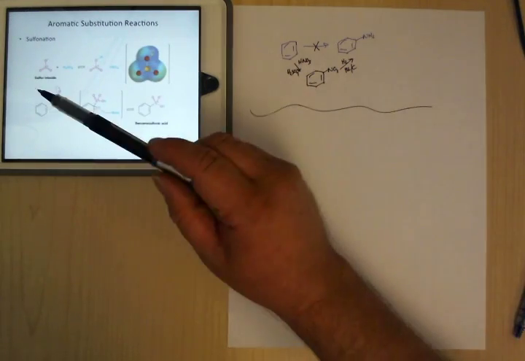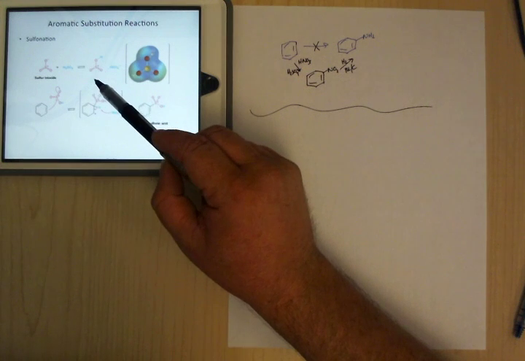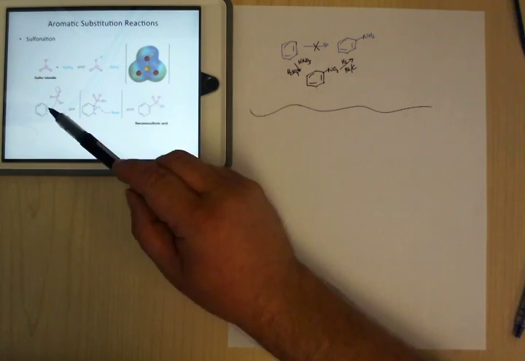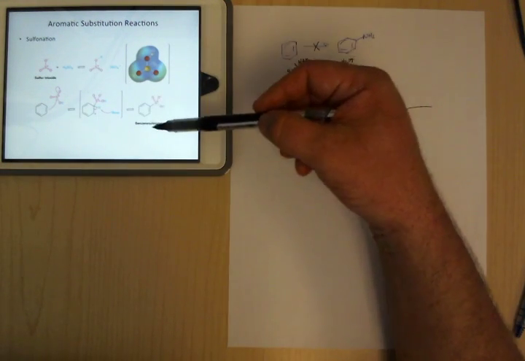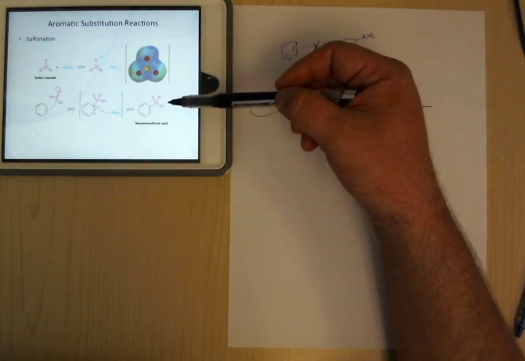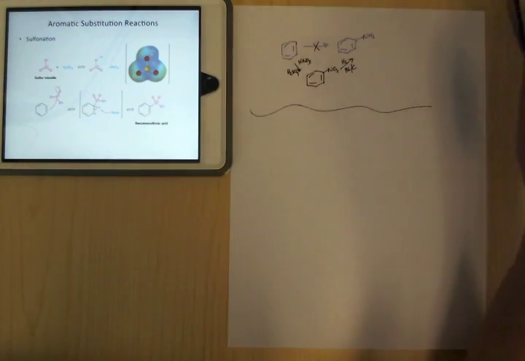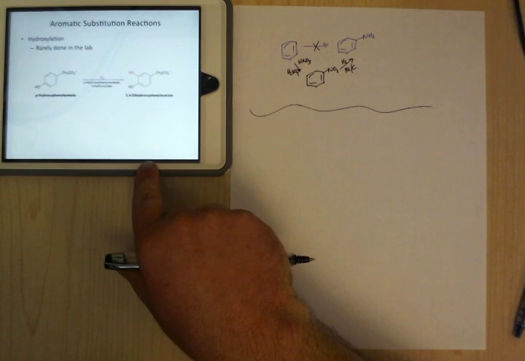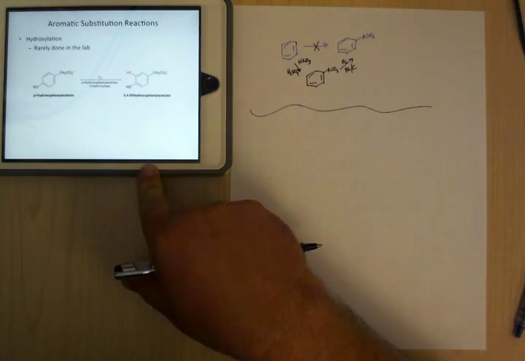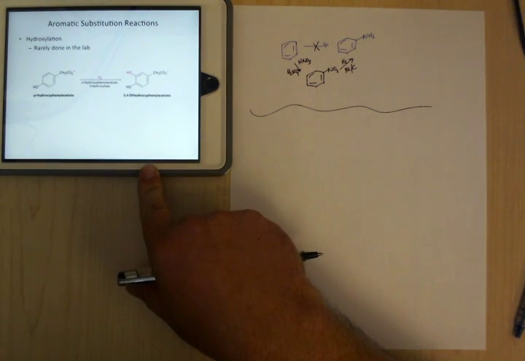Now for sulfonation, it's the same thing. We're generating an SO3 plus. That gets attacked, and you make the sulfonic acid. So same mechanism. Okay, now hydroxylation.